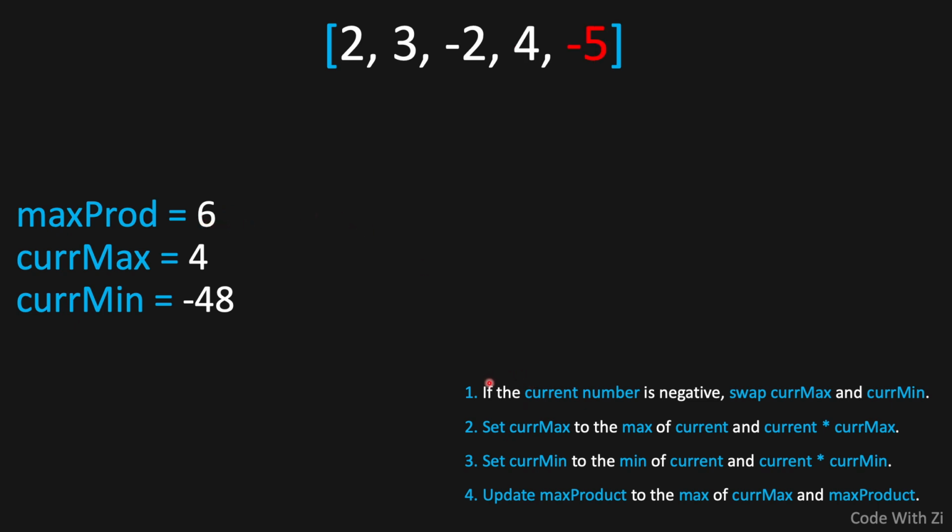And then we're going to check again if the current number is negative. It is, so you have to swap them. Swap what? Current max with current min. So let's swap them like so, and then we have to follow the rest of the rules.